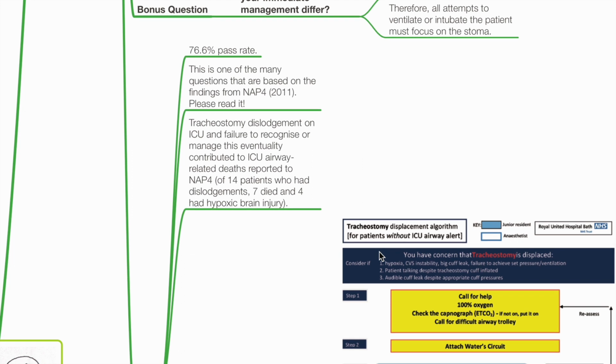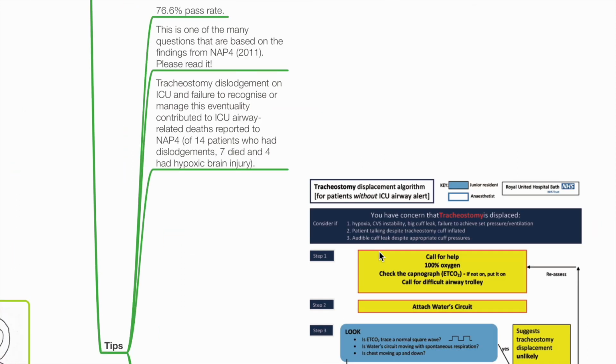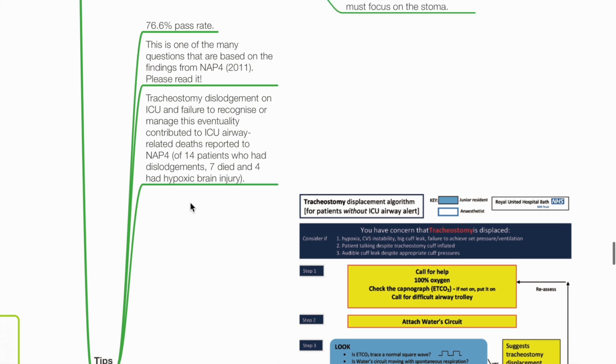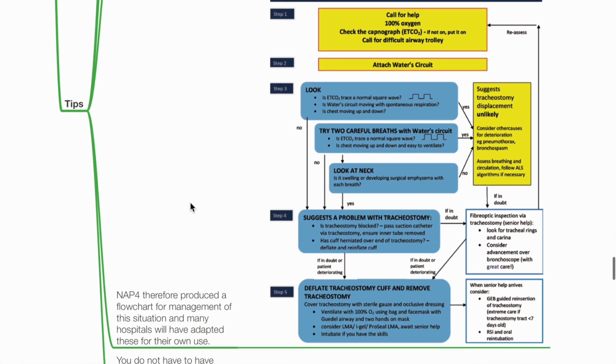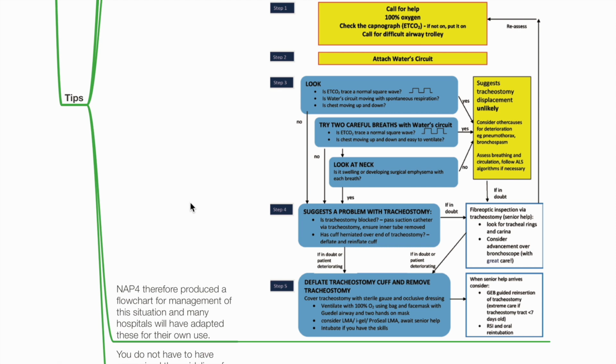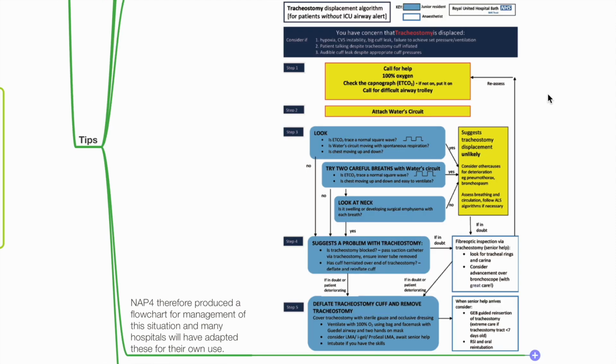76.6% pass rate. This is one of the many questions that are based on the findings from NAP4. Tracheostomy dislodgement on ICU and failure to recognize or manage this eventually contributed to ICU airway-related deaths reported to NAP4. Of 14 patients who had dislodgements, 7 died and 4 had hypoxic brain injury. NAP4 therefore produced a flowchart for management of this situation, and many hospitals will have adapted these for their own use.